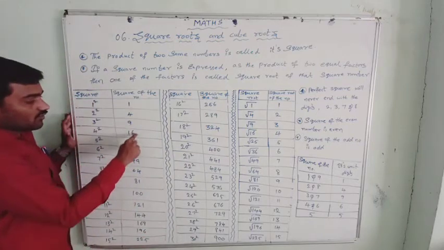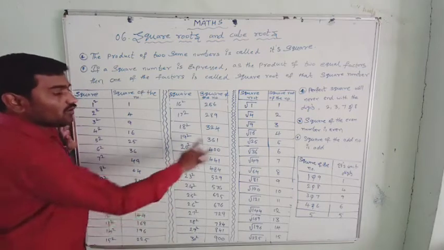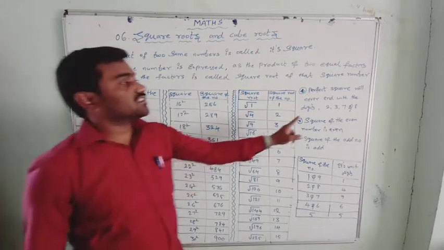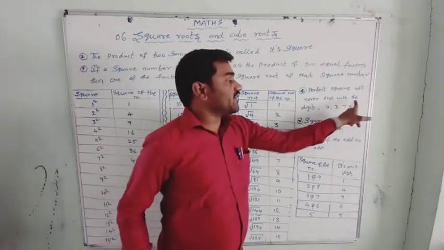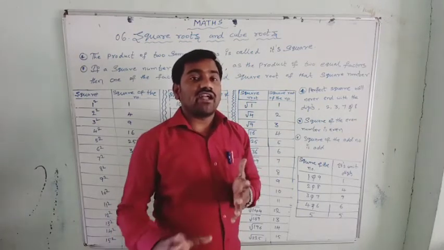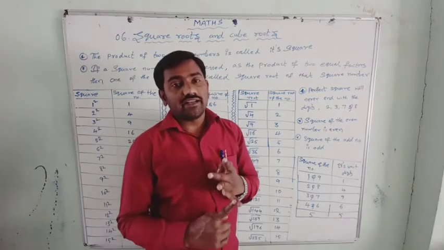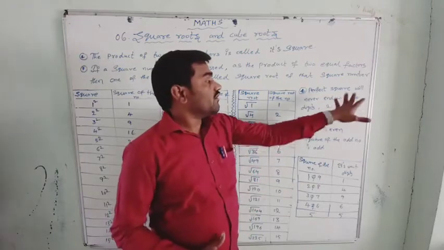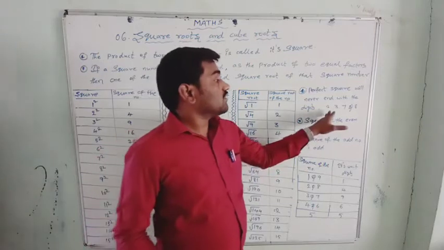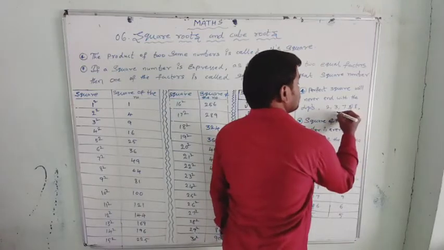The unit places are 1, 4, 6, 5, 6, 9, 4, 1, 0, 1, 4, 9, 6, 5 only, but we cannot observe 4 digits here in the unit place of the square of a number. The perfect square never ends with the digits 2, 3, 7 and 8 in the unit place, and also not with a single zero.